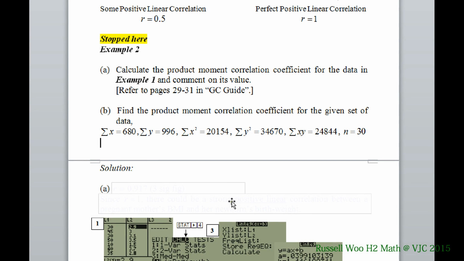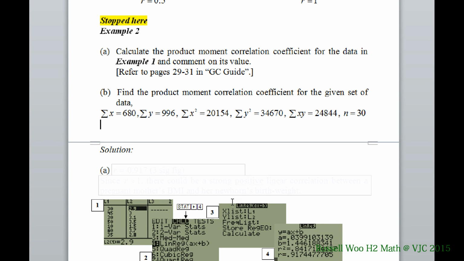Okay, example 2. Calculate the product moment correlation coefficient.